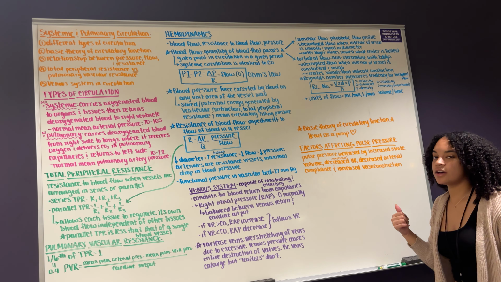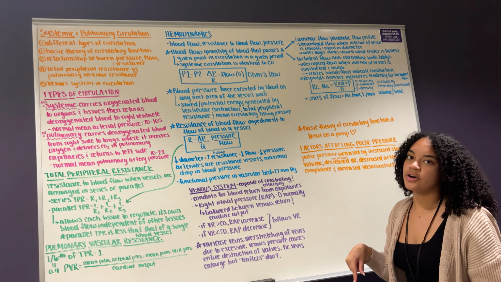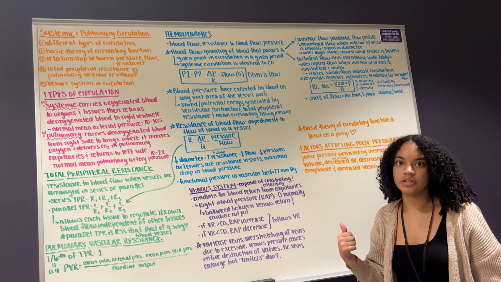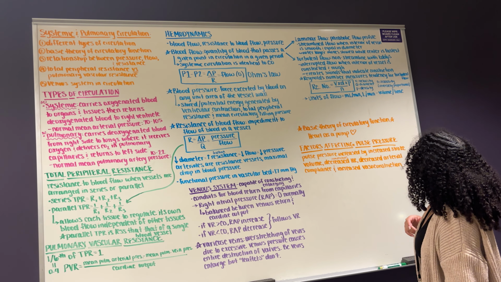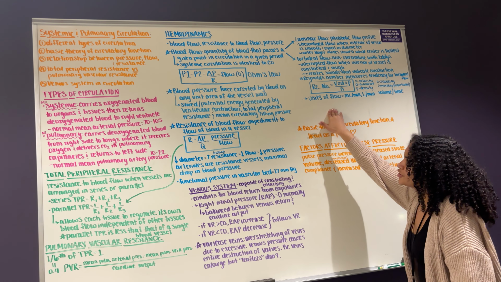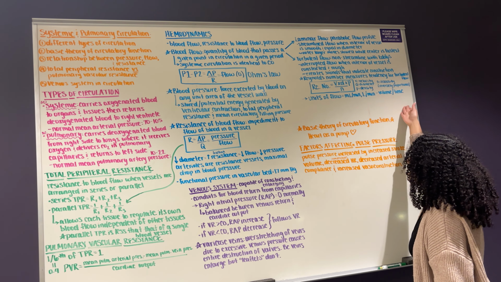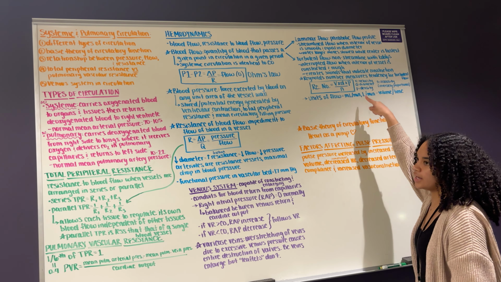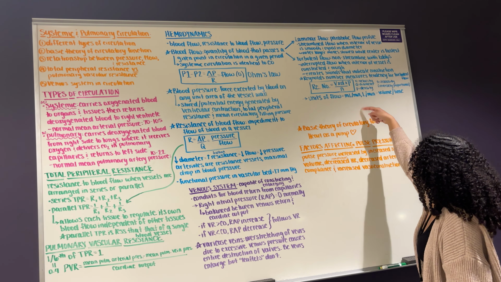So if you increase viscosity, you decrease your turbulent flow. If you decrease viscosity, you increase turbulent flow. And he did say that he really wants you to know the units of flow, which are really just volume over time, so milliliters over minutes and liters over minutes as well.